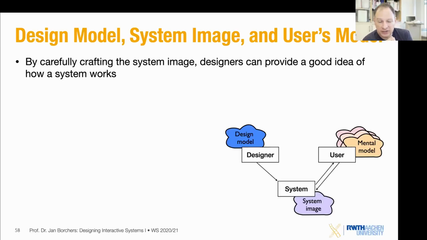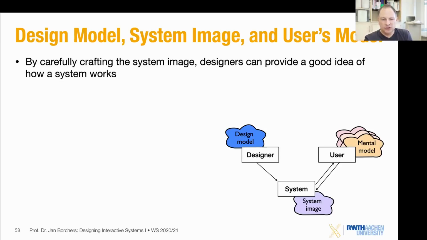Now, in a lucky world, your mental model of how online banking works is the same as your user's mental model of how online banking works. But how do users arrive at that model? Well, users are going to interact with your system image. They're going to interact with your online banking app. And now two things can happen.